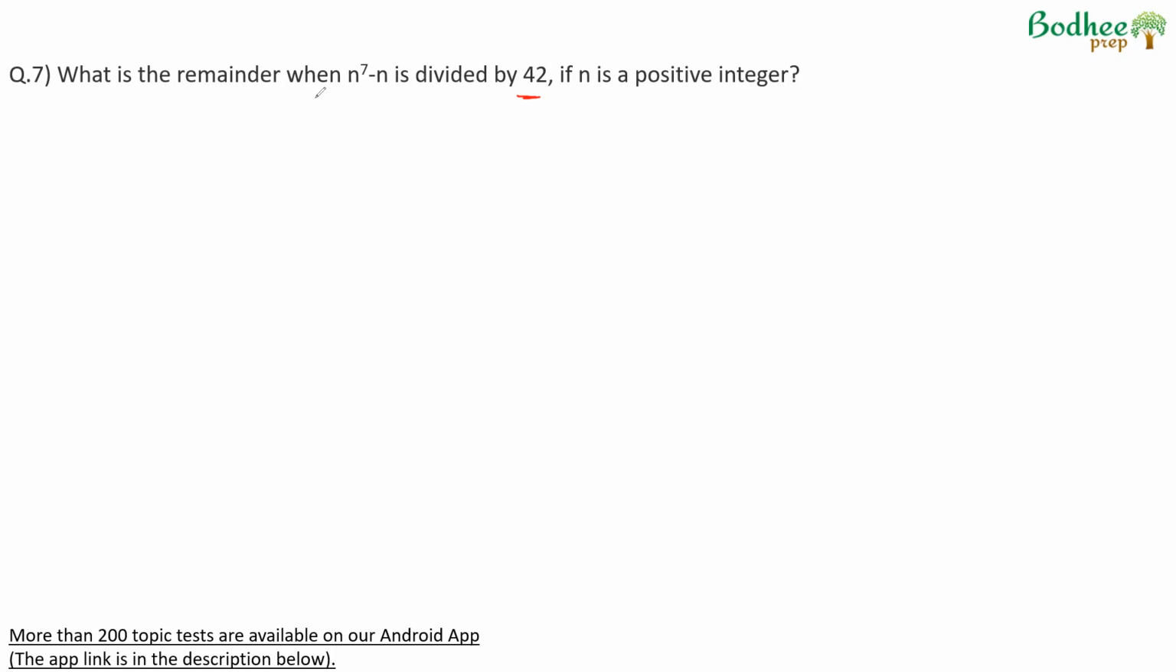N is positive. What we can do is just put n is equal to 2. That becomes 2 raised to power 7 minus 2, which is 126. 126 by 42 is divisible, and therefore the remainder is 0. So 0 is my answer.